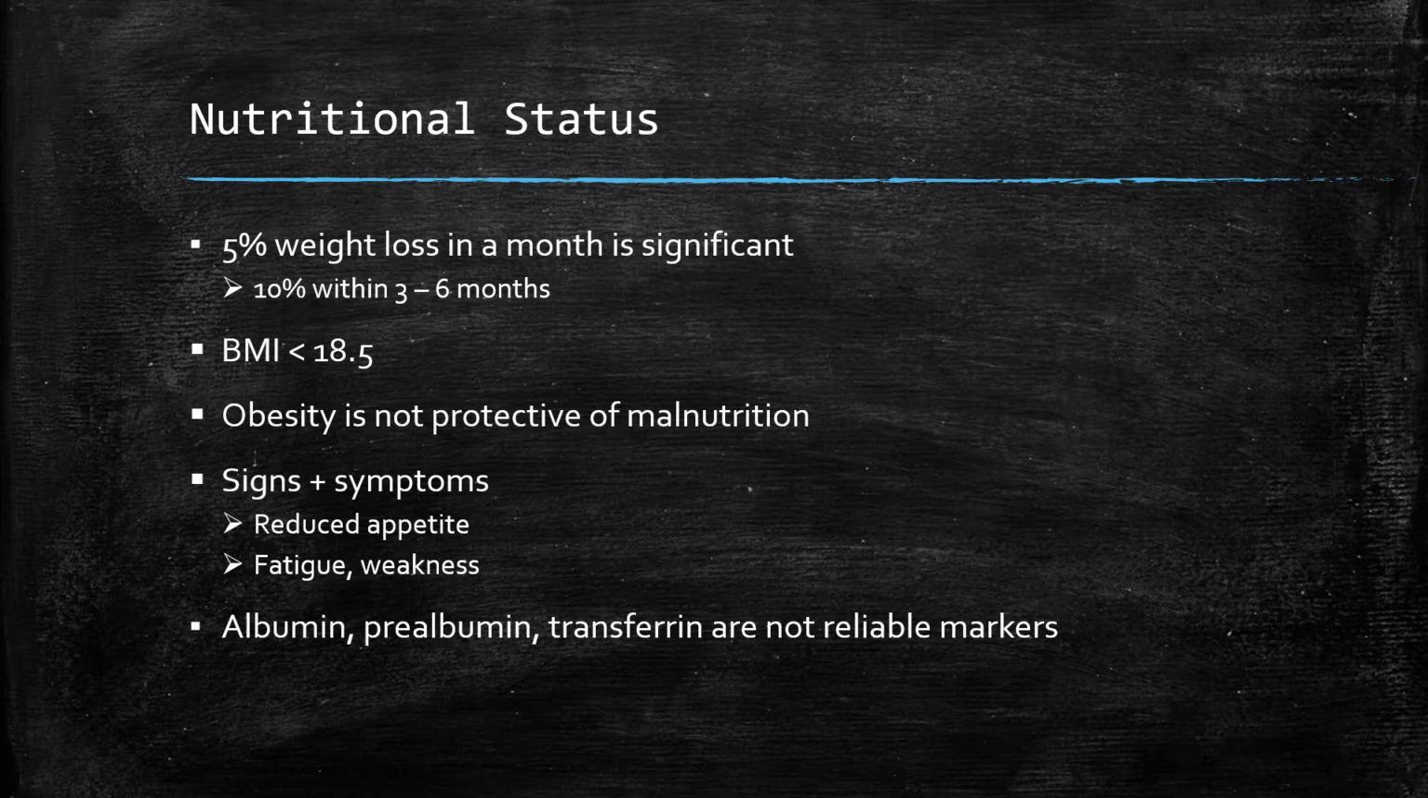Some of the signs and symptoms of malnourishment are reduced appetite, fatigue, weakness, cold intolerance, and physical findings might include loose skin, loss of muscle mass, and even frank cachexia. We used to use albumin, prealbumin, and transferrin as serum markers of malnutrition, but these are no longer felt to be reliable.